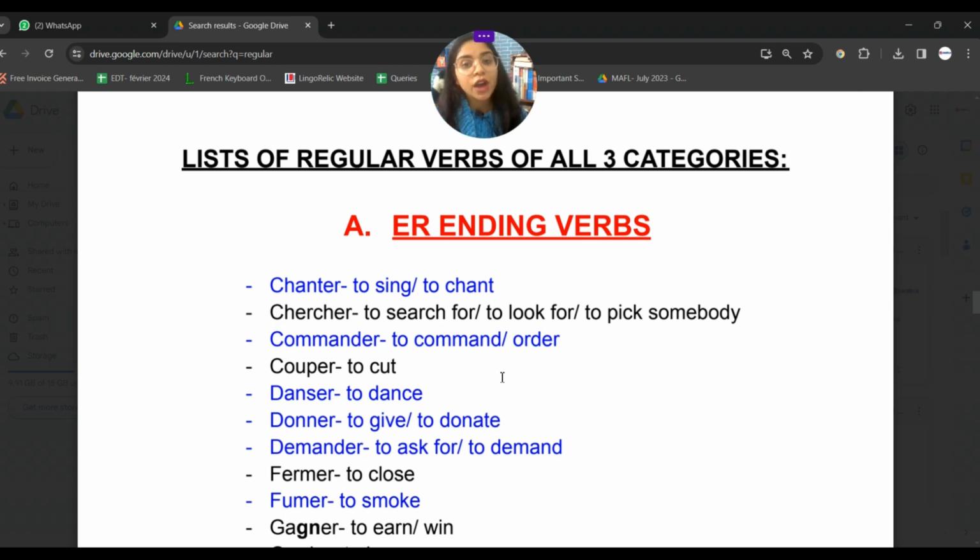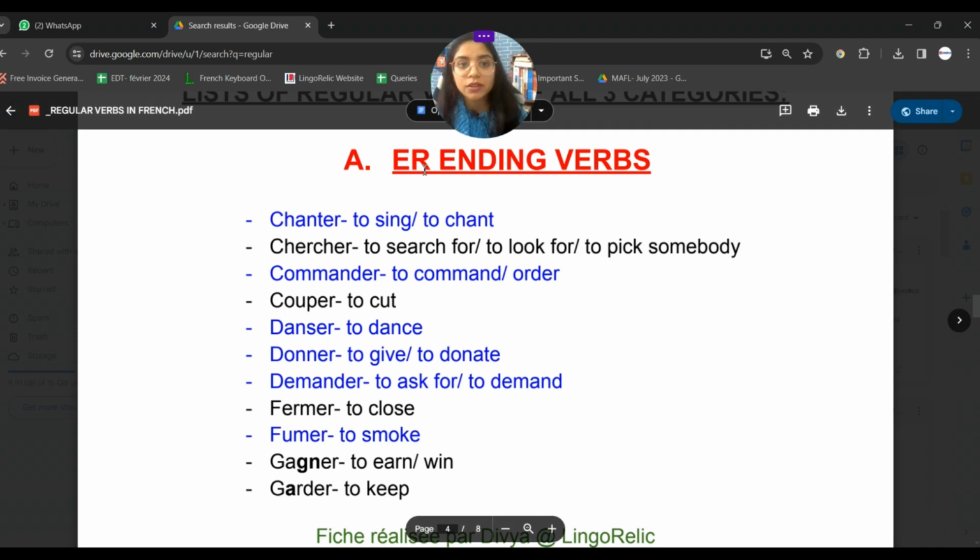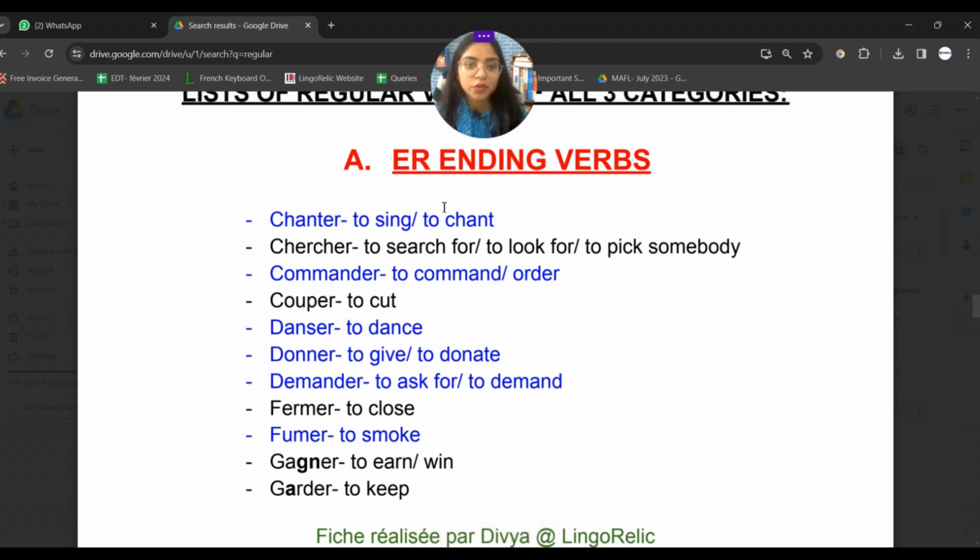So first of all, you have the er ending verbs. The first verb would be chanter. Chanter. So this means to sing or to chant. Please remember that each and every er ending verb will be pronounced as a in the end. The sound will come out as a in the end. So that is true for all of the verbs of this category.